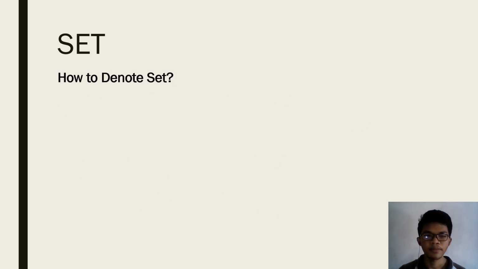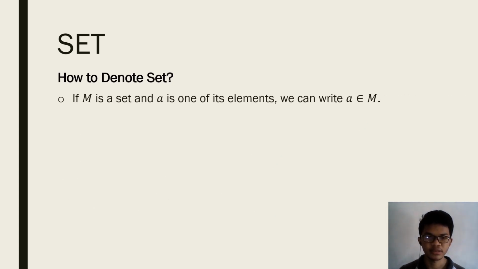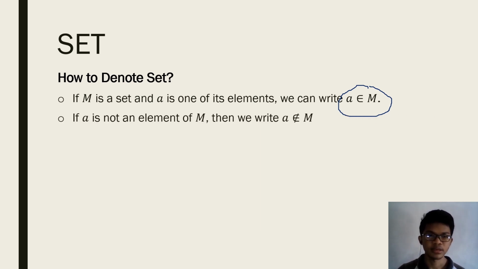So now about how to denote set. If M is a set and A is one of its elements, we can write like this, which is read as A is an element of M. But if A is not an element of M, then we write like this, which is read as A is not an element of M.